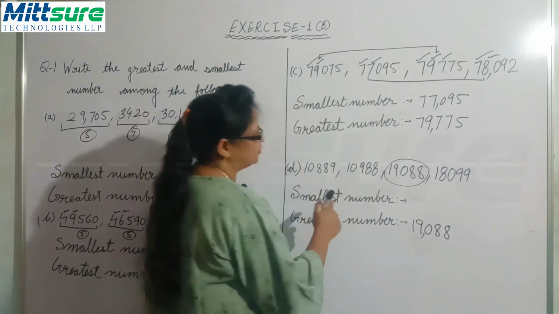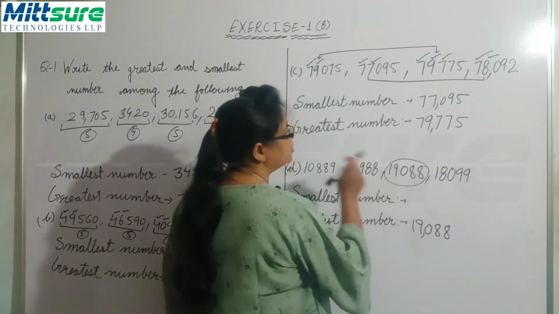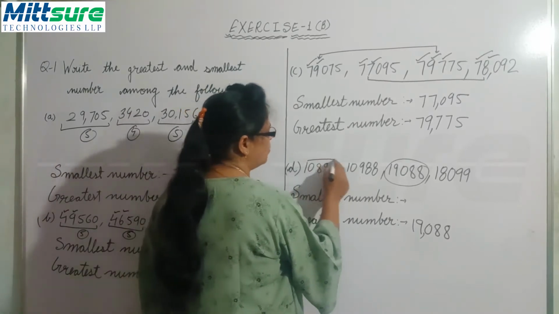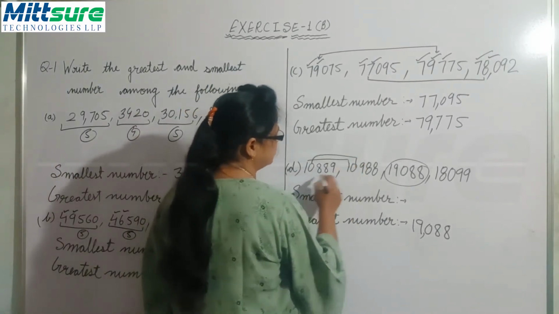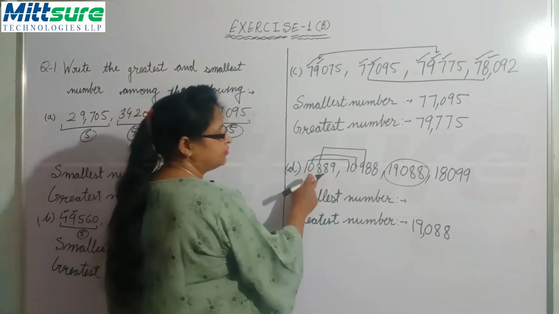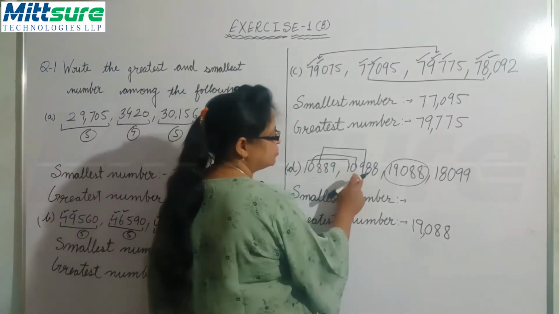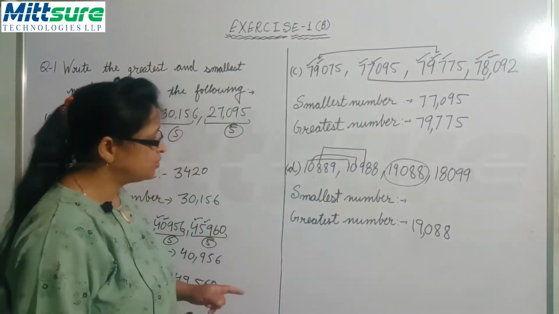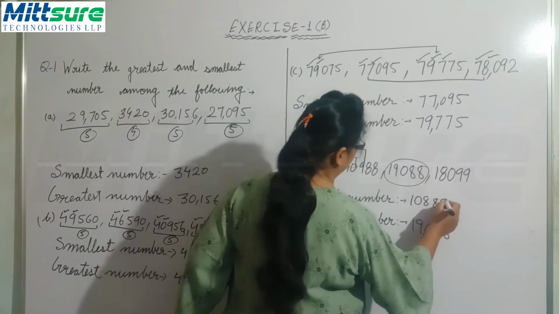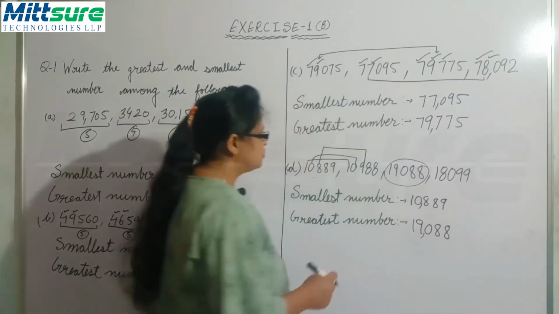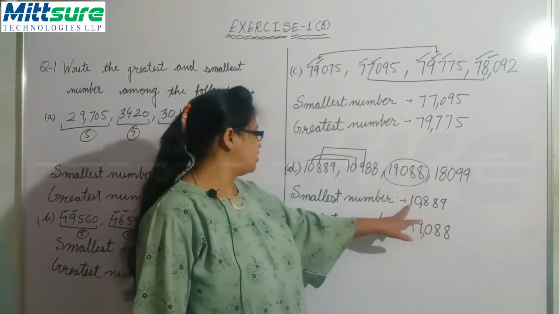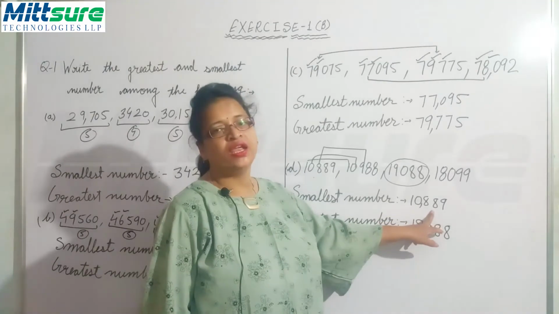And for the smallest number, we have to compare now these two numbers. This is having 1 and 1, this number is 0 and 0, this number is 8 and 9. This number is smaller than 9. So our smallest number is 10,889. So our greatest number is 19,088 and smallest number is 10,889.